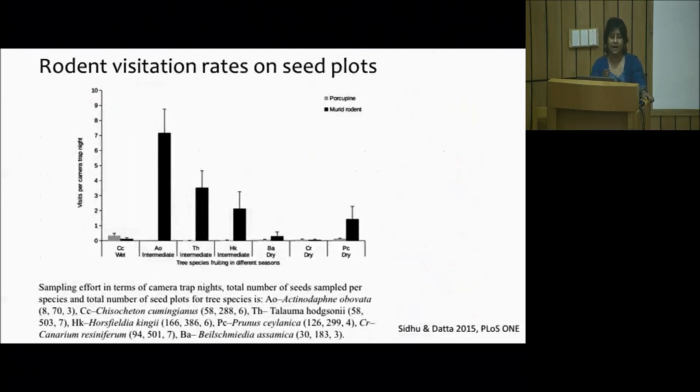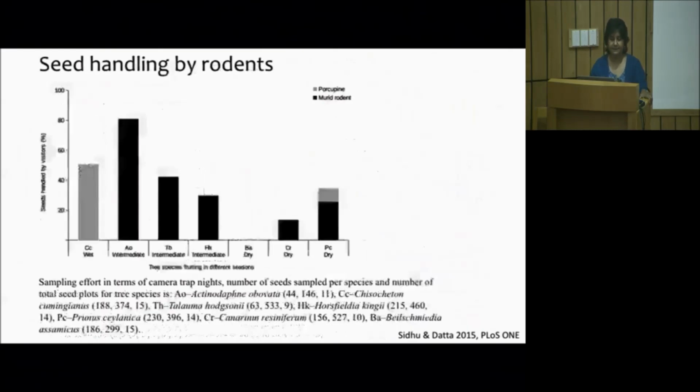This graph just shows you the visitation rates of porcupines and murid rodents on our camera traps on 7 of those tree species. And as you can see, murid rodents visited almost every species, and porcupines much less.